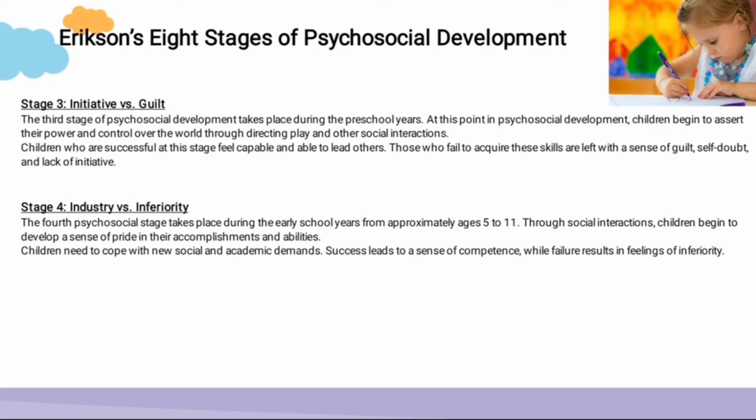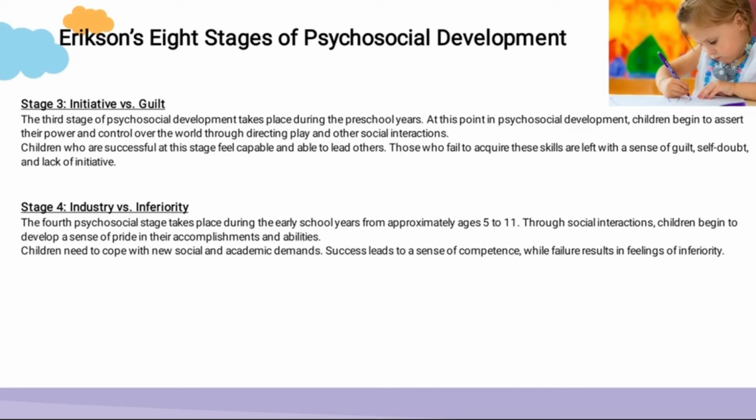Children who try to exert too much power experience disapproval, resulting in a sense of guilt. In the fourth stage, it is industry versus inferiority. The fourth psychosocial stage takes place during the early school years, from approximately ages 5 to 11. Through social interactions, children begin to develop a sense of pride in their accomplishments and abilities.